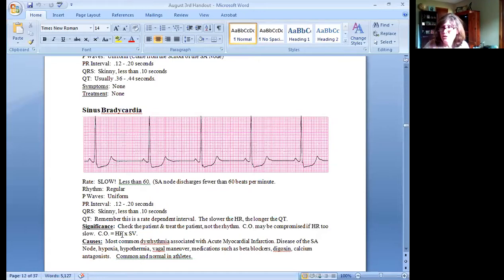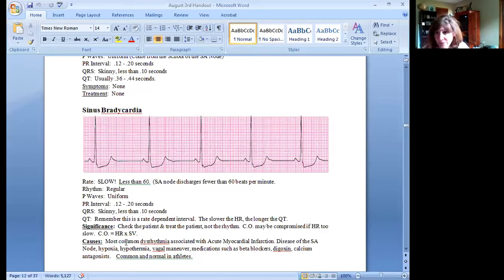But check your patient. If they're warm and dry, awake and alert, denying complaints, well, then they're fine. Their cardiac output is not compromised in any way, shape, or form. So that's good. What are the most common causes? Am I going to test you on common causes? No, I'm not. We all know that well-conditioned athletes have a slower heart rate. Their heart muscle is better conditioned and doesn't have to beat as fast.